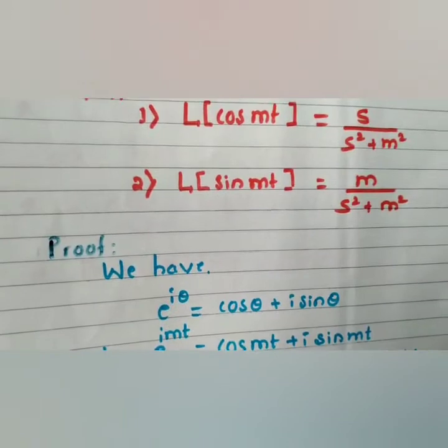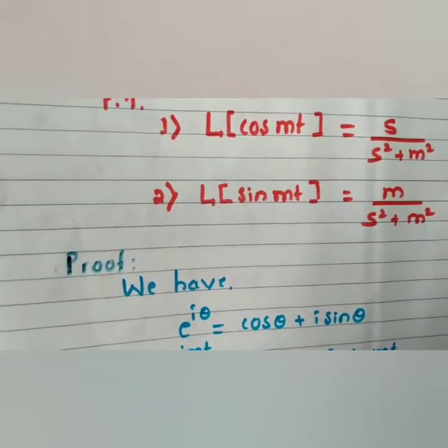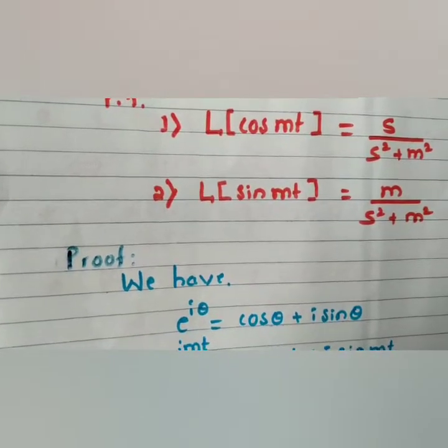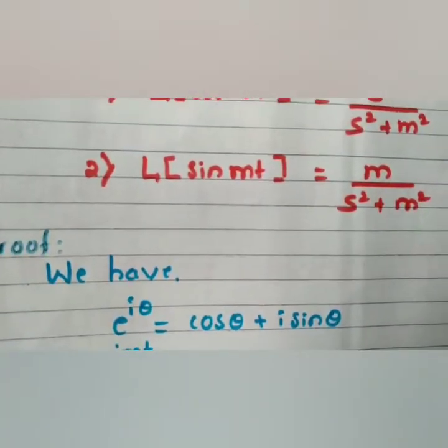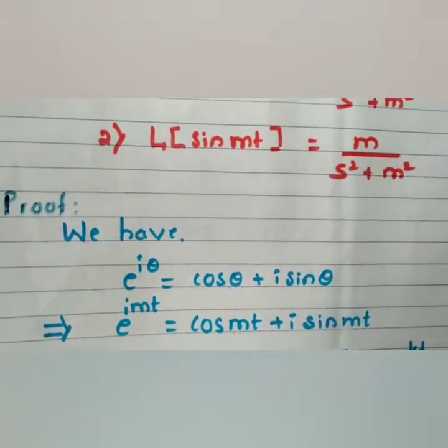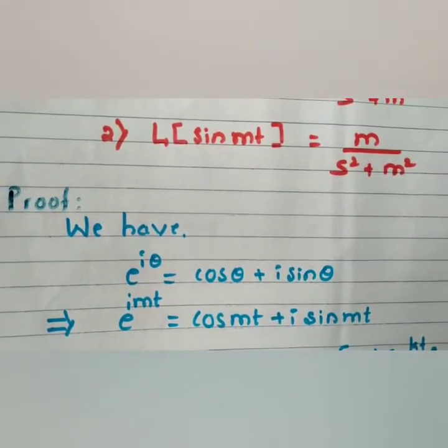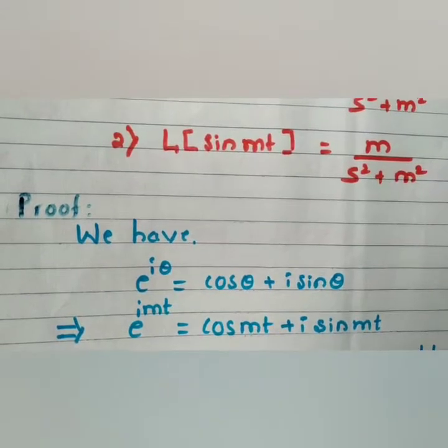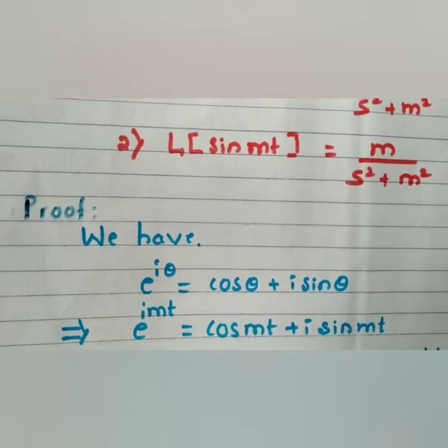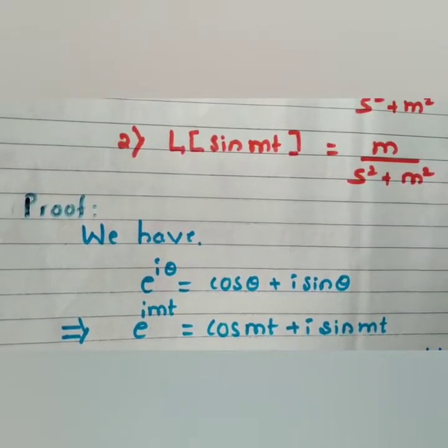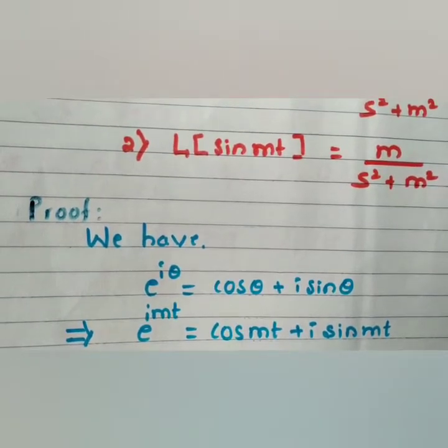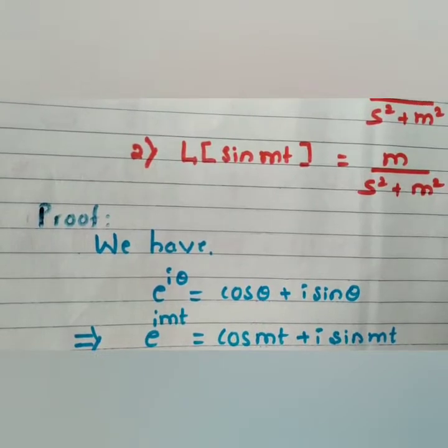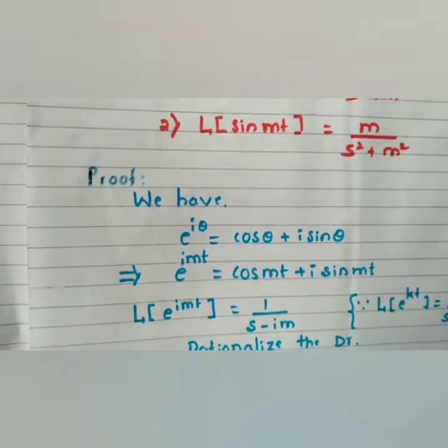For the proof of these results, we need the exponential e raised to i theta. What is e raised to i theta? e raised to i theta can be written as cos theta plus i sin theta. Then what would e raised to i mt be? Replace theta with mt, and we have cos mt plus i sin mt. So e raised to i theta is cos theta plus i sin theta, and from this, e raised to i mt is cos mt plus i sin mt.